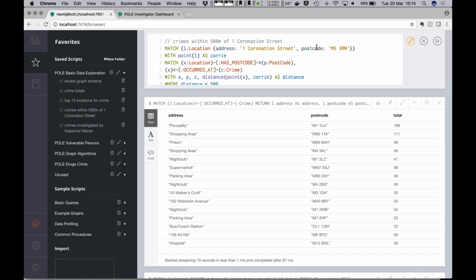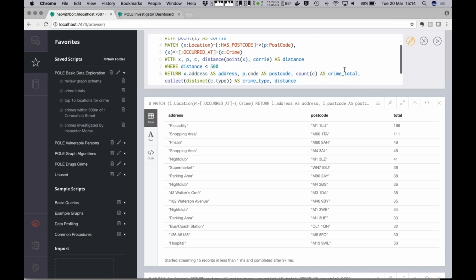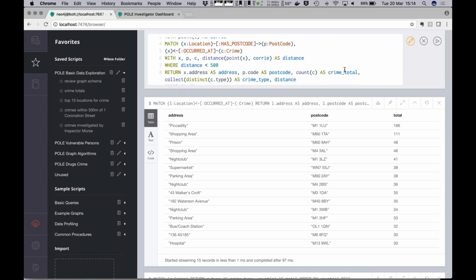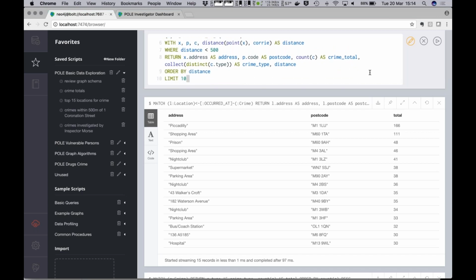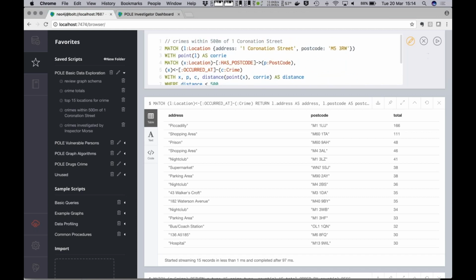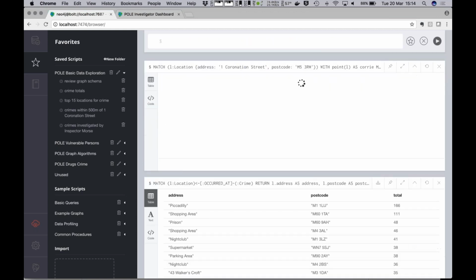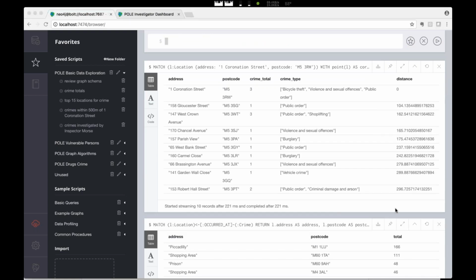We can take a look because we have the longitude and the latitude for that address. We can do a geospatial search and look for other addresses that are nearby where crimes have been committed. So we're looking for addresses within 500 meters of one Coronation Street where crime has taken place. We can see there were 3 crimes at that address on Coronation Street. 104 meters away at 158 Gloucester Street, there was 1 public order offense. At 147 West Crown Avenue, which is 162 meters away, there were 3 crimes, a mix of public order and shoplifting, and so on and so forth.